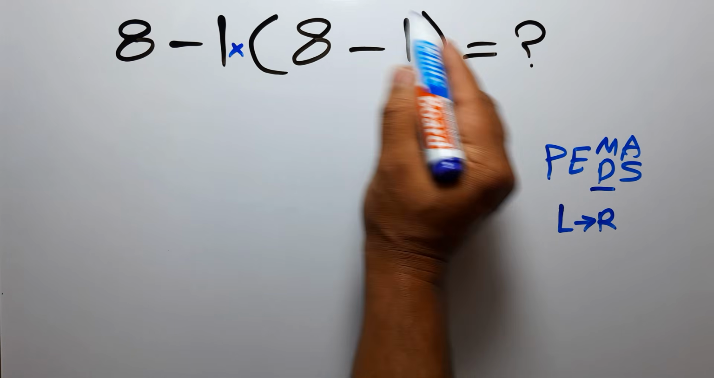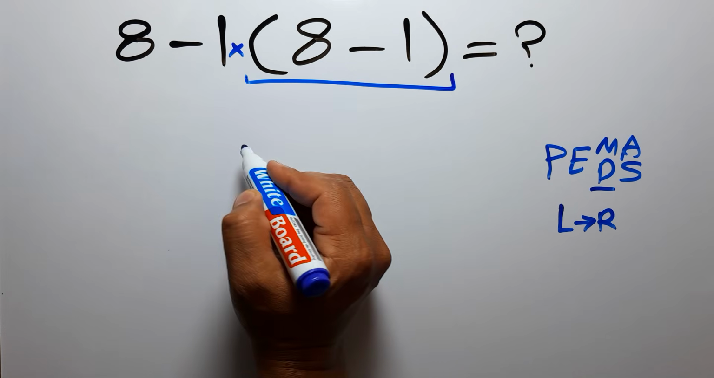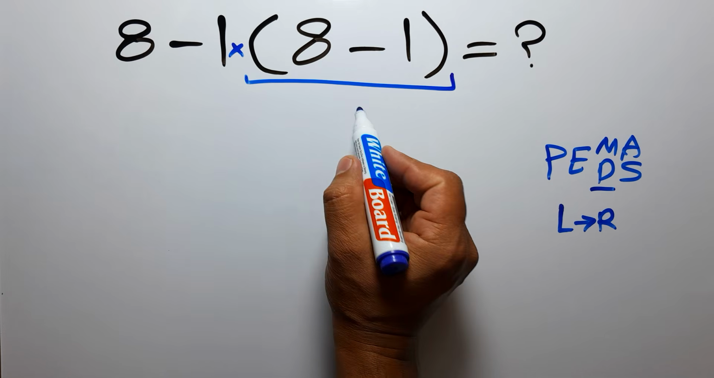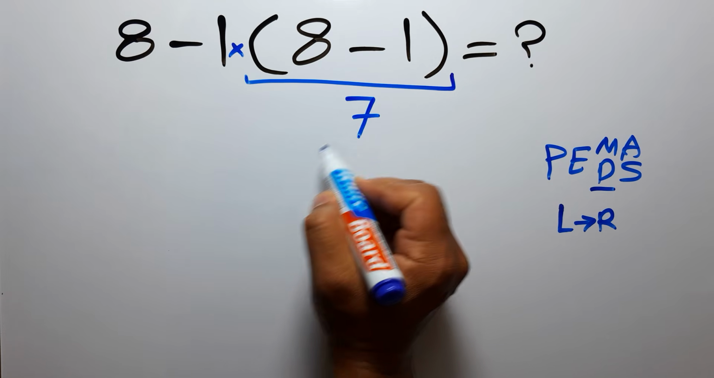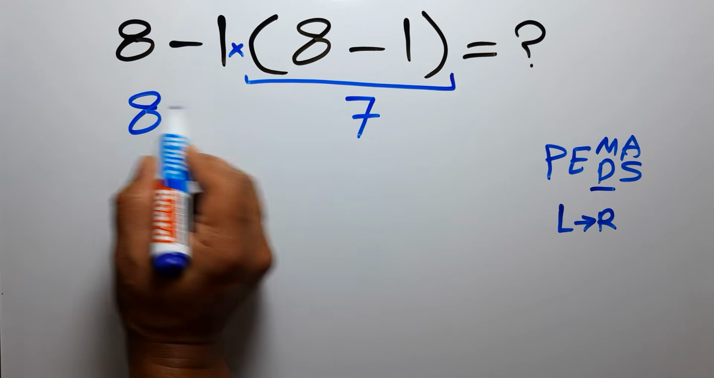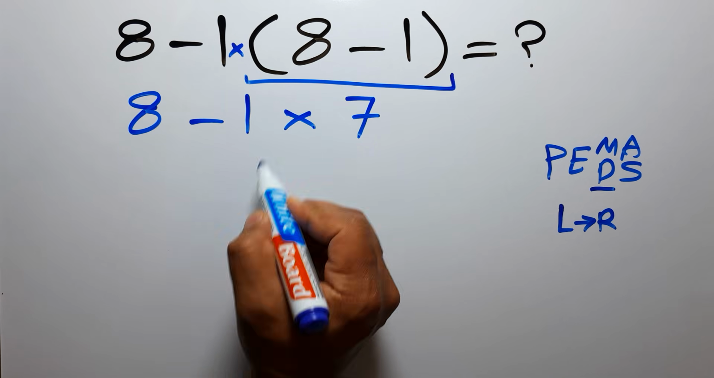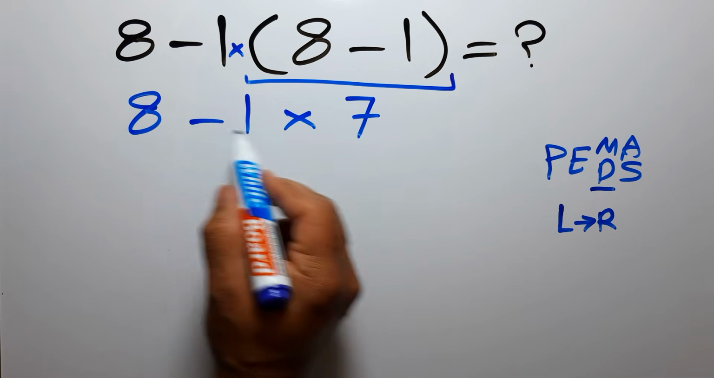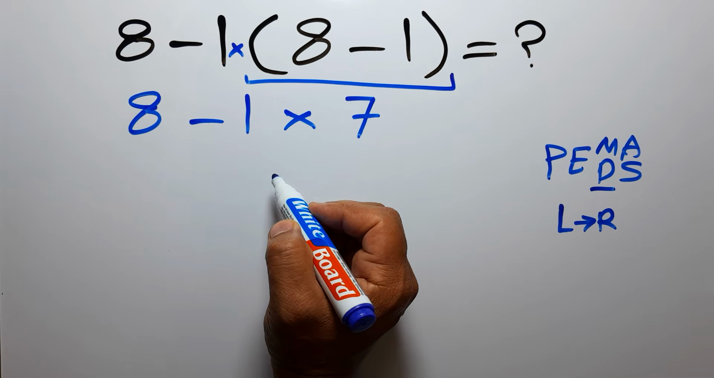So first we have to do this parentheses. Inside this parentheses, we have 8 minus 1, which equals 7. So we have 8 minus 1 times 7. Now in this expression, we have one subtraction and one multiplication.